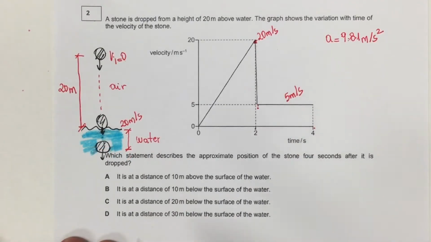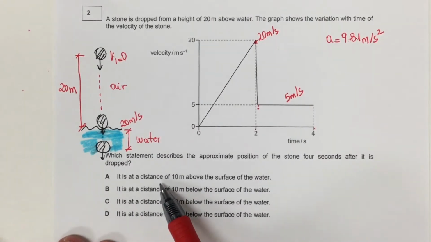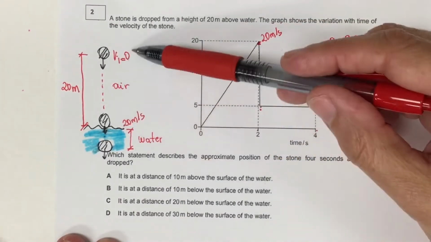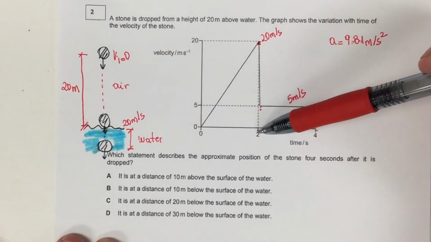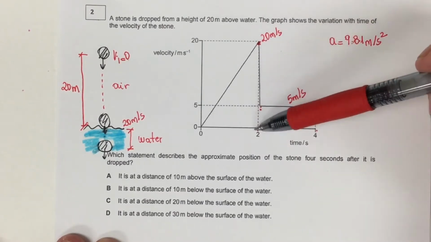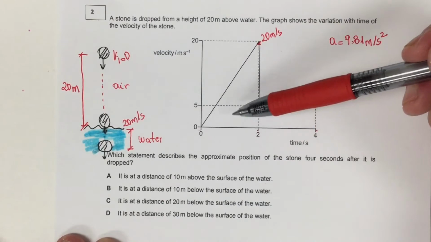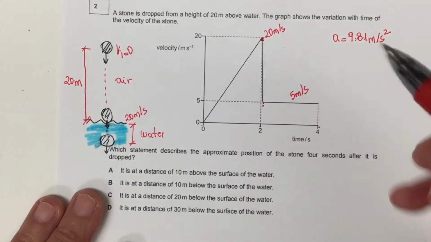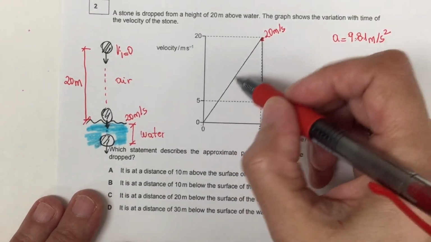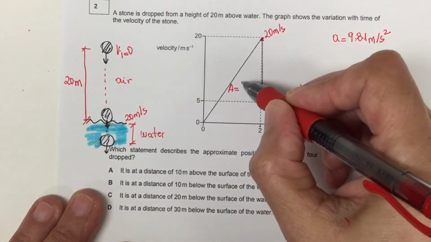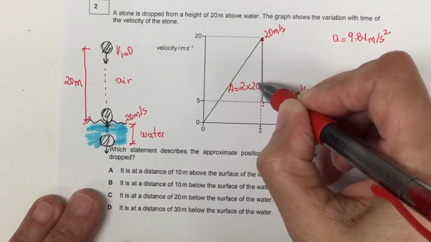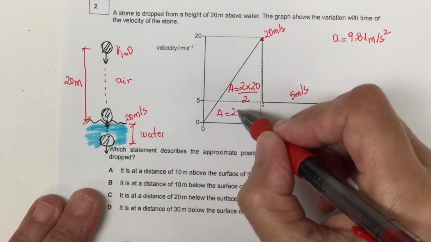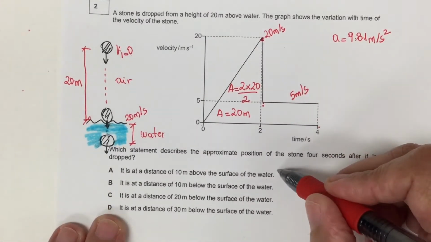Let me read the first statement to see if it's correct. It is a distance of 10 meters above the surface of water. The time that it stays above the water is right here, 2 seconds. So the area of this triangle is going to determine the distance. Let's see what happened. Here is a right triangle, so we can calculate the area: base, which is 2, times height, which is 20, divided by 2. So the area here is 20 meters. So this is not correct. This is false.